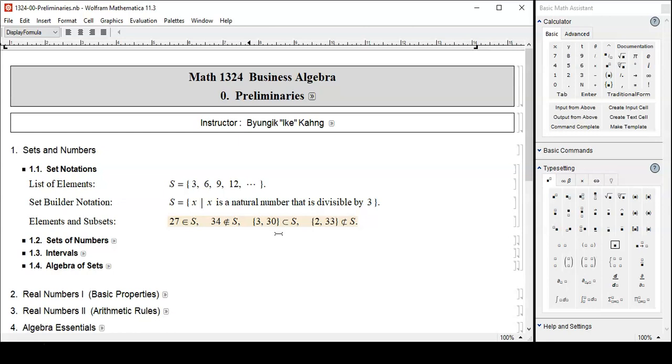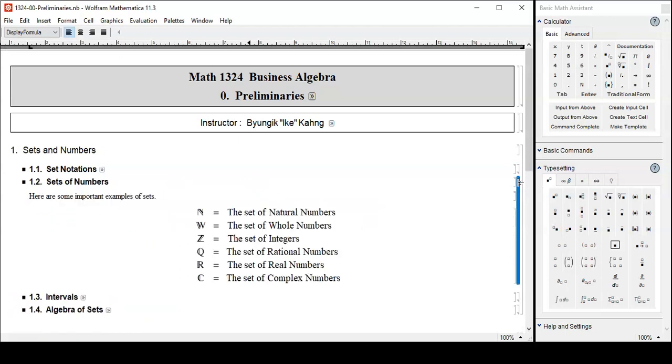Of course, there are many other subsets. This is an example of a set that is not a subset of S. 33 is okay, but 2 is not. Okay, that was quick, and let's go to the next.